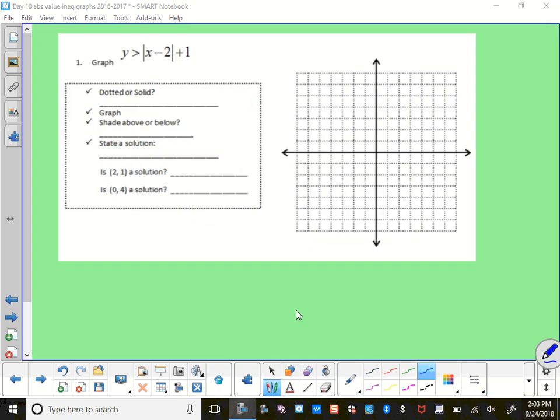All right, here's your example number 1. Y is greater than the absolute value of x minus 2, plus 1. Based on my equation, will this be a dotted or solid line? Dotted, because it's just greater than. So it's going to be just dotted. Do I shade above or below for greater than? Above, it is greater.